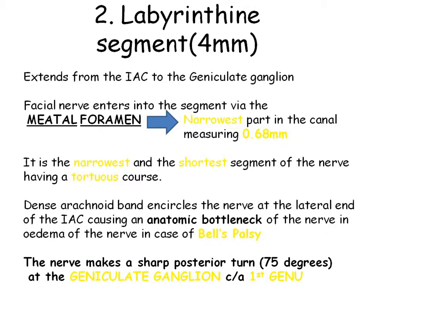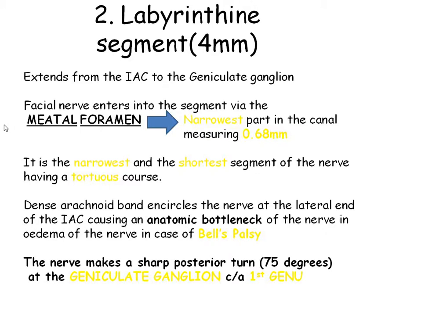Now comes the labyrinthine segment. It extends from the internal acoustic canal to the geniculate ganglion. The facial nerve enters into the segment via the meatal foramen. It is the narrowest part in the canal, measuring about 0.68 mm. It is the narrowest and the shortest segment of the nerve and has a tortuous course. Dense fibrous bands encircle the nerve at the lateral end of the IAC, causing an anatomical bottleneck of the nerve. Edema of the nerve may cause Bell's palsy.